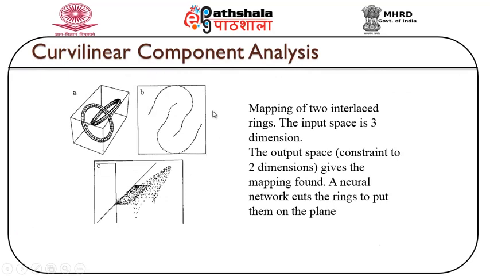So, this is an example of curvilinear component analysis. We can see a mapping of two interlaced rings. The input space is given in 3 dimensions, shown in figure A. In figure B, the output space, which is constrained to 2 dimensions, gives the mapping that is found. And in figure C, we can see a neural network cuts the entire rings to put them on the plane.